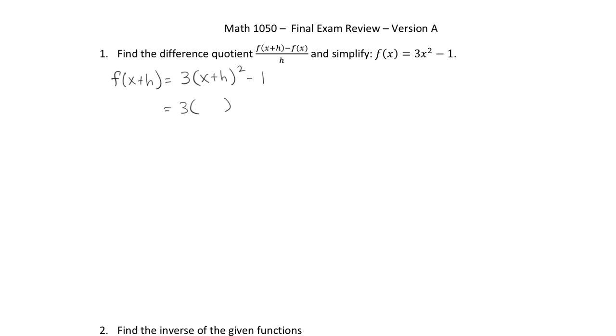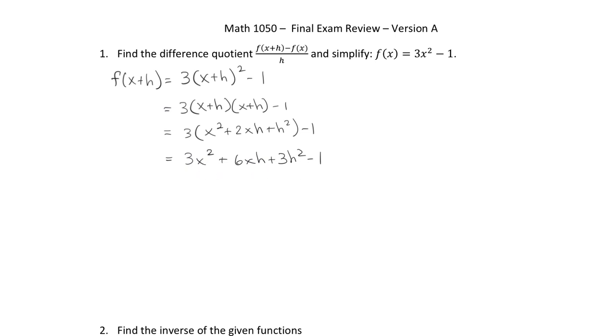And then x plus h squared is x plus h multiplied by x plus h. When multiplied together, we get x squared plus 2xh plus h squared, and then distribute the 3. So this is f of x plus h.